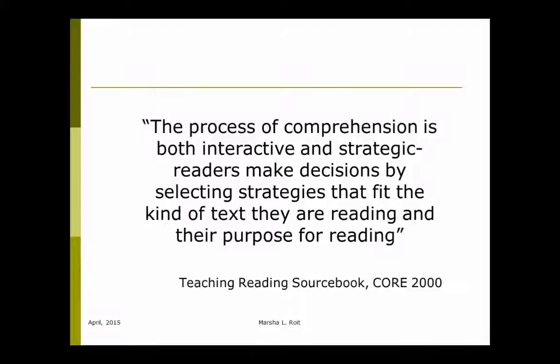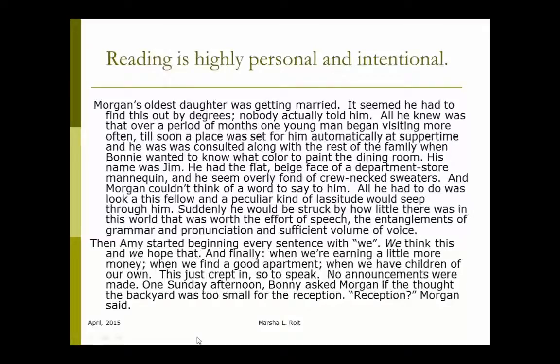Take a minute, for those of you who have your screen up, and I'll time it, about a minute, and just read this little passage. This passage is from Anne Tyler, and it's about Morgan's daughter, and she is planning a wedding. So take a look at this, and just get a sense. Are there any strategies you would use? Which ones are important for you to help understand this text?